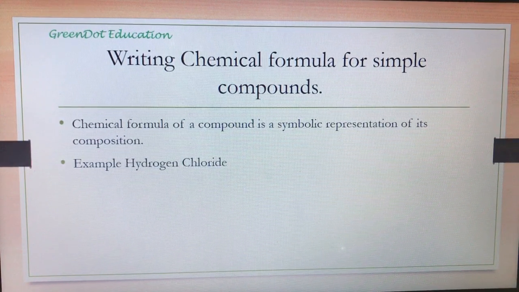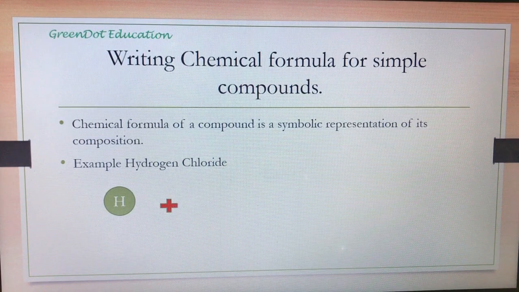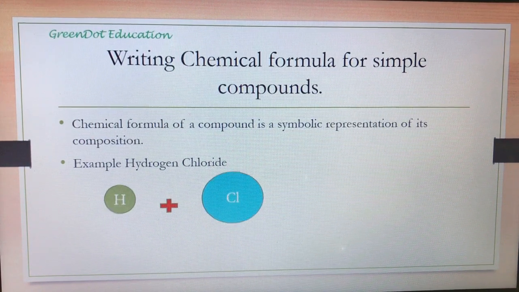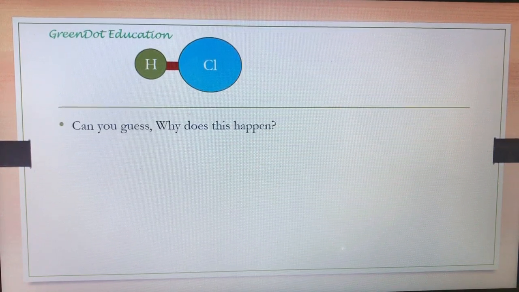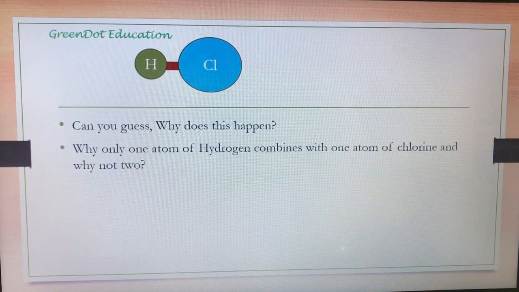For example, hydrogen chloride. When hydrogen and chlorine come together, they form hydrogen chloride, commonly known as hydrochloric acid. We know that one atom of hydrogen comes together and forms a compound with one atom of chlorine to give hydrogen chloride, what we call hydrochloric acid. Now, can we guess why this happens? Why does only one atom of hydrogen combine with only one atom of chlorine and not with two?